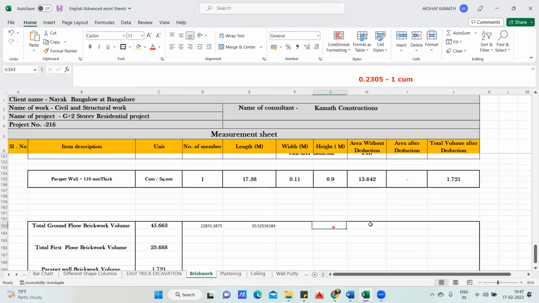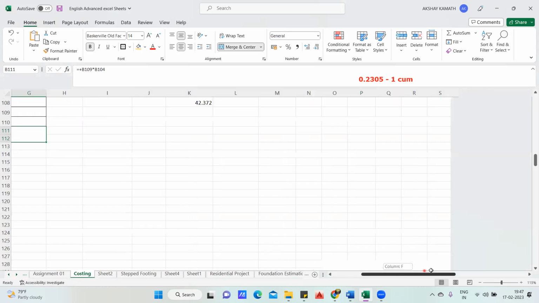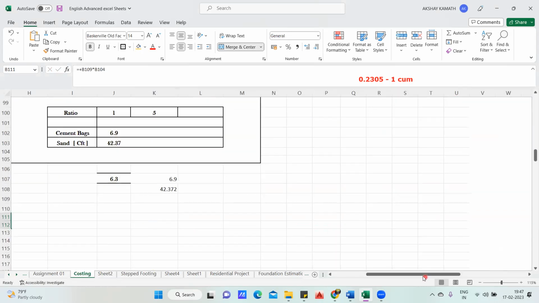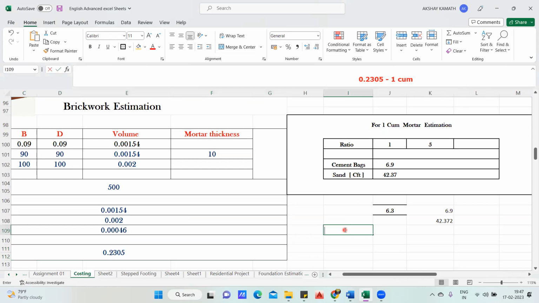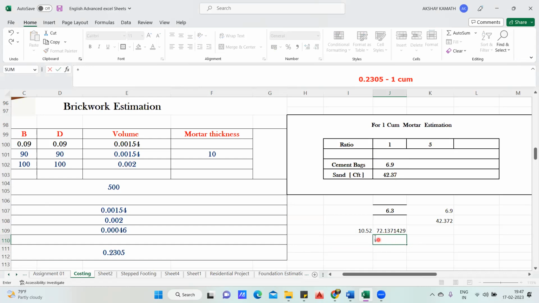For this, how much cement and sand can you find? Very simple. 10.52, you can come and put here. I'll put here 10.52. Simple. Already I've done it. I'll write here 10.52 is my total quantity. So according to this, for 10.52, I'll multiply by 6.9. If it is 1:5 ratio, I require 72 bags of cement, and 10.52 multiplied by 42.37, I require 445 CFT of sand. Simple. Your material calculation is done.